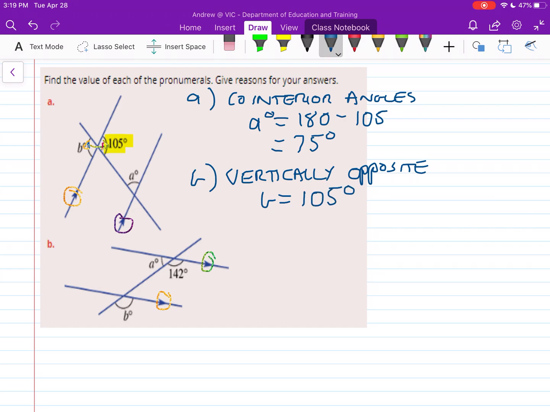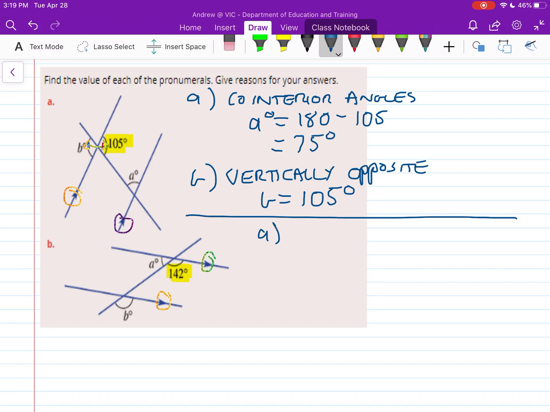Okay, so that's our first question done, and I'll just draw a line to keep it all separated because they use the same pronumerals here. With this second example, we're looking at this angle here, 142, and how everything relates to it. Firstly, we'll go with A again.